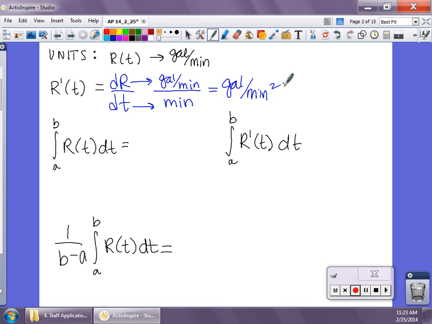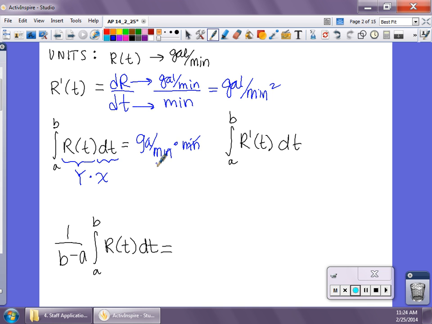Same thing with the integral. If you write your notation, it tells you what your units will be. How do you find the units of any integral? Multiply what? Yep, the dt by R of t. Other ways that you know it, we've talked about that just being y times x. So take your R of t, which is gallons per minute, and multiply it by time, which is minutes, and they'll cancel, so you're left with gallons.